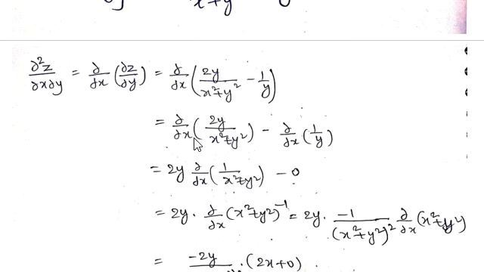So with respect to x, partial differentiation with respect to x, y will be constant, so 2y is constant, writing outside, and ∂/∂x of 1 by x square plus y square, and this is constant, so it is 0 because it is y. So 2y, and I'm converting it as x square plus y square to the power of minus 1.